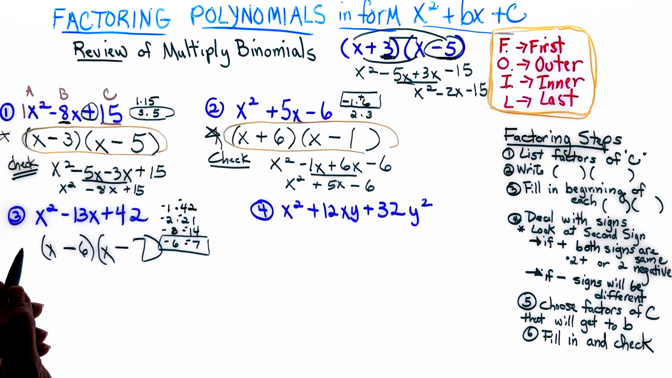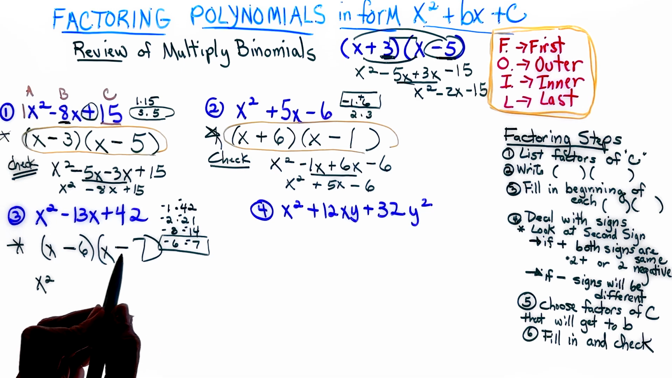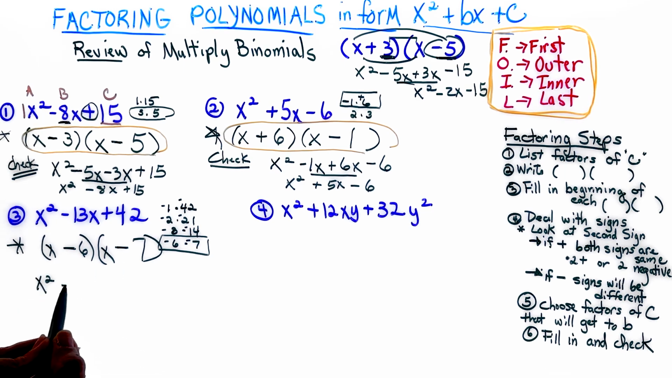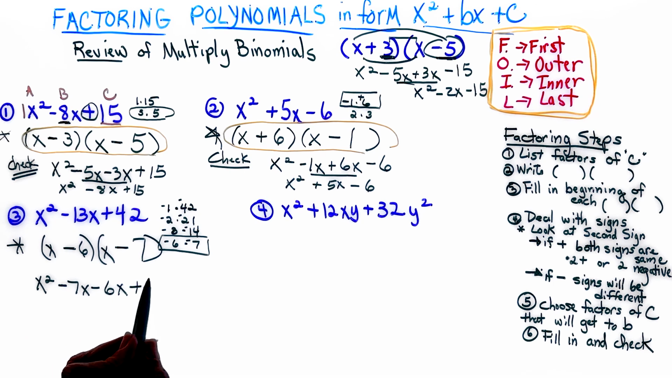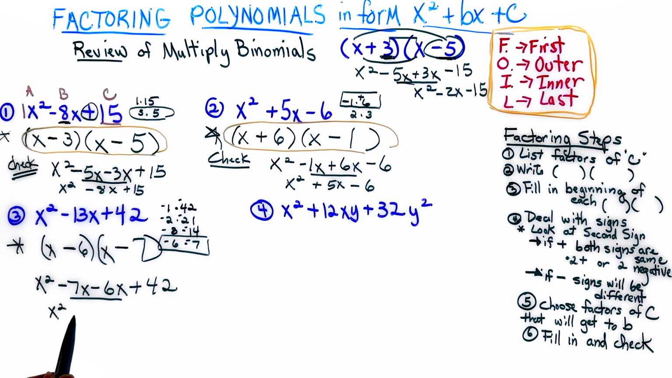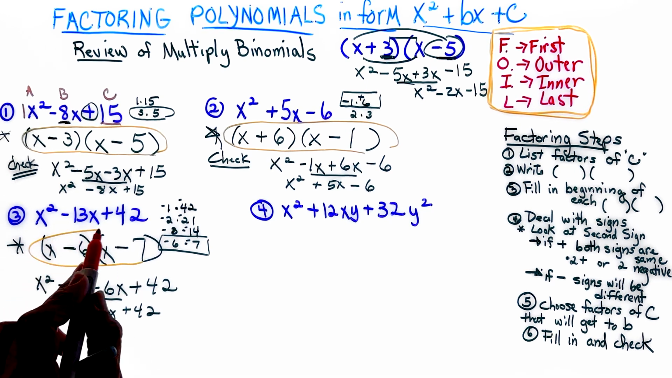So let's go ahead and double check this answer. X times x is x squared. A negative 7x times x is a negative 7x. On the inside, a negative 6 times x is a negative 6x. And we end up with a plus 42. So looking at this, I'm putting this together. And that proves to us that our answer is correct.